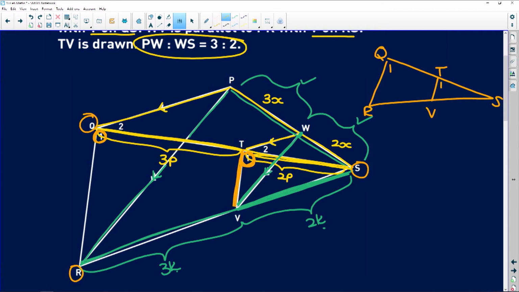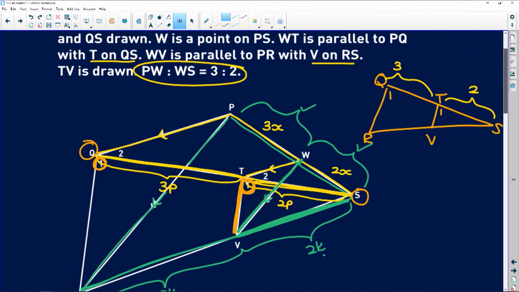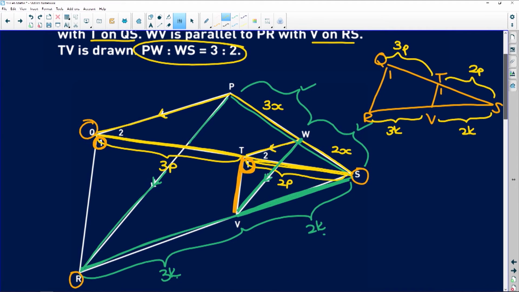We have established in previous questions that ST to TQ is 2:3. Okay, we've established that. I think it was the first question. ST to TQ, 2:3. And then in the second question, we also established that this is 2:3. We said that this was P. And then this over here, we used K. 2K to 3K because they were part of different triangles, but they had the same ratios.